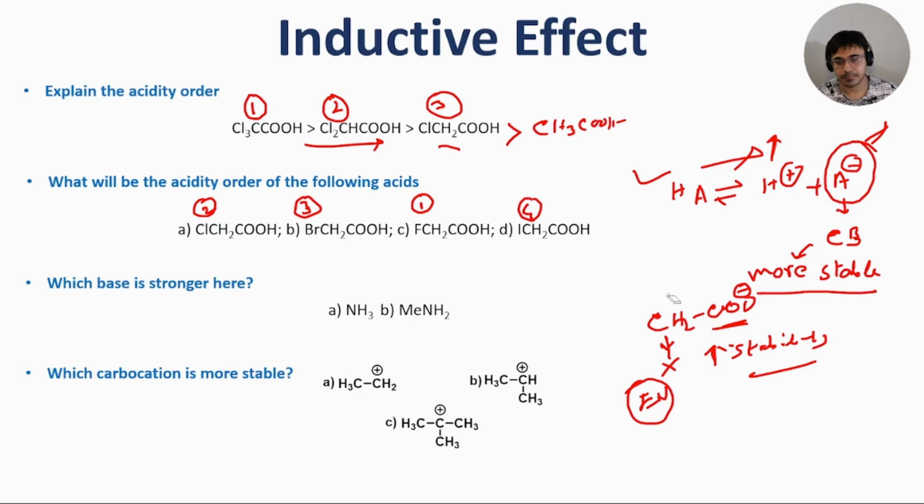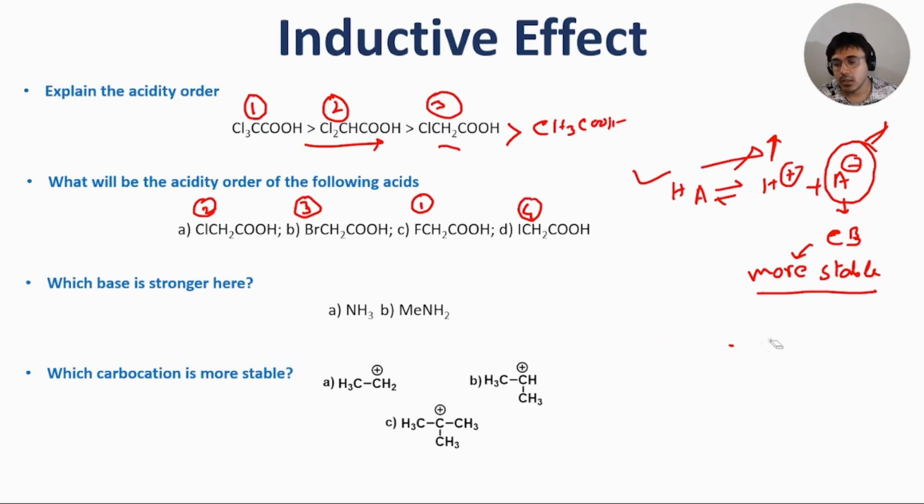Right? Now the basicity order for ammonia and methylamine. We can consider it in two ways. One is like the Lewis concept. So this is the NH3 and this is the RNH2. In both the cases everything is same, but here we have a methyl group, so we can write it as a methyl group.